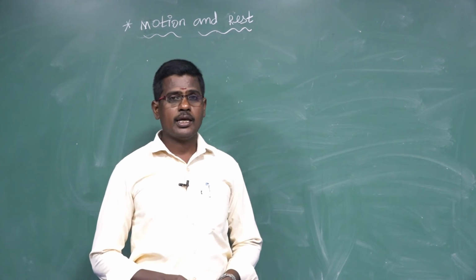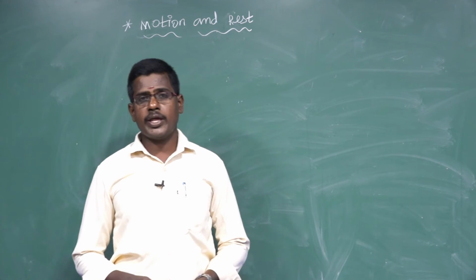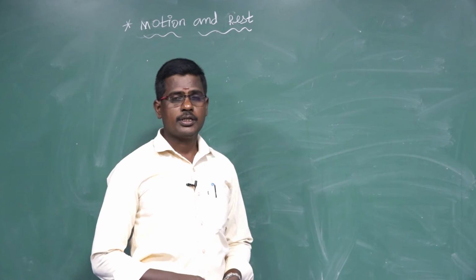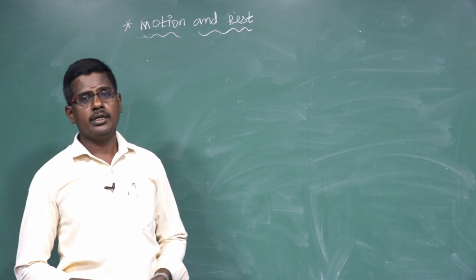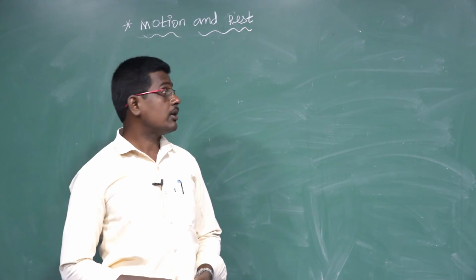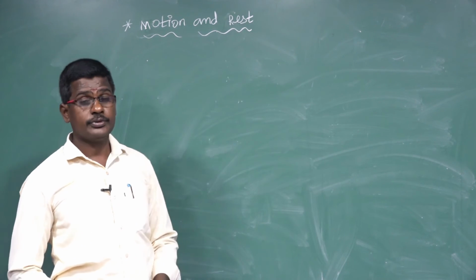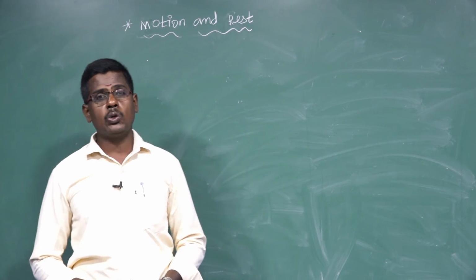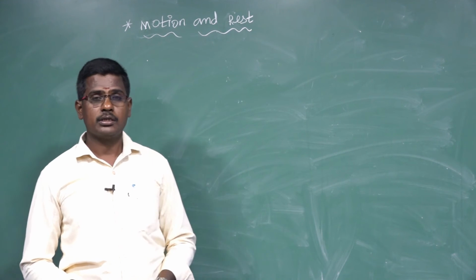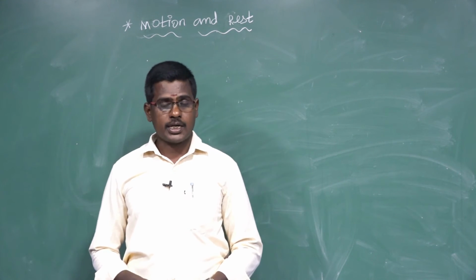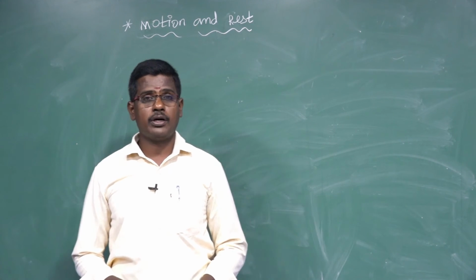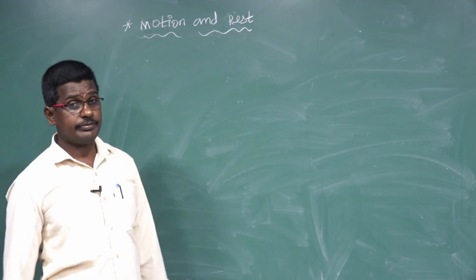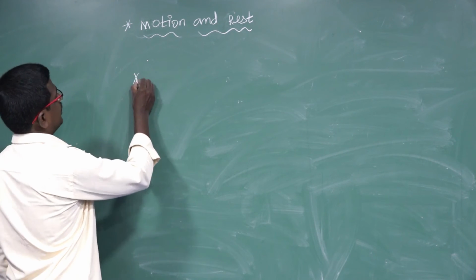We can see in our surroundings a desk, bench, table, mountains, trees, etc. for rest. We can see moving objects on the road: bus, car, truck, etc. for motion. So what is motion?